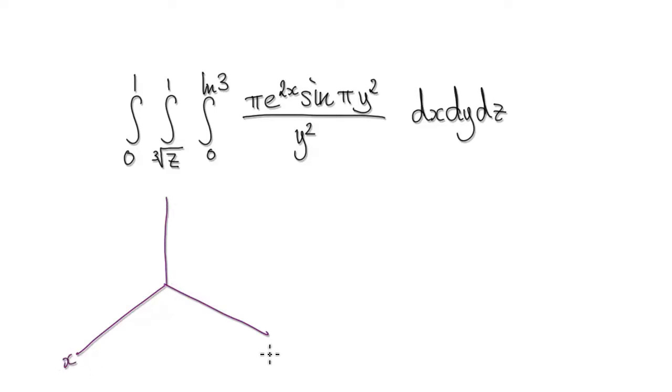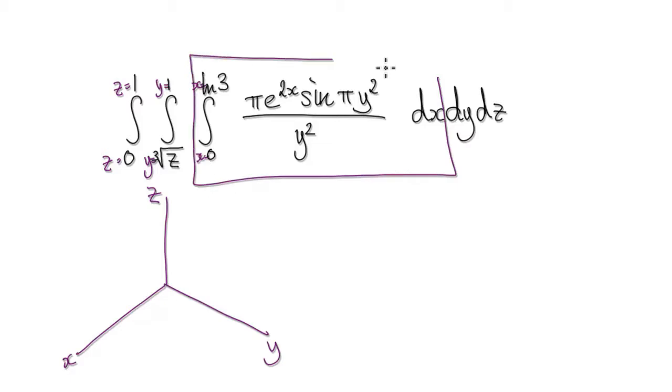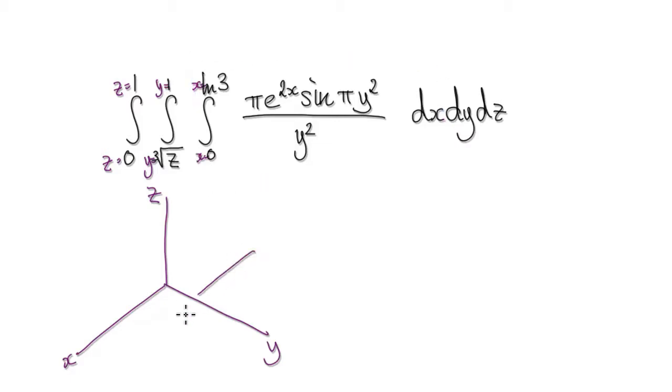So this would be x, y, and z. Looking at this, it would be x equals something, x equals something, y equals something, y equals something, z equals something, z equals something. We're looking at the inner integral. You're moving parallel to the x direction, and then you're integrating from x equals 0 to x equals natural log of 3. So let's imagine this is natural log of 3.